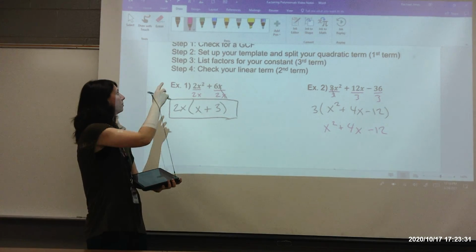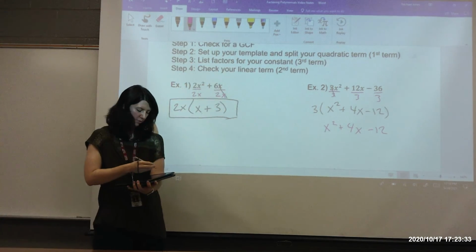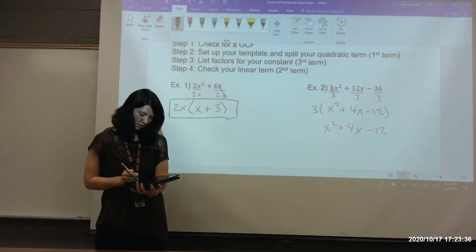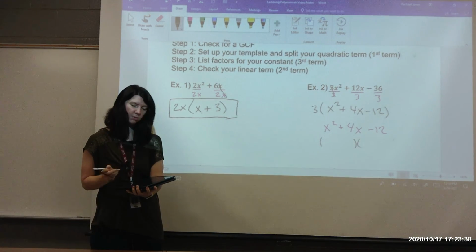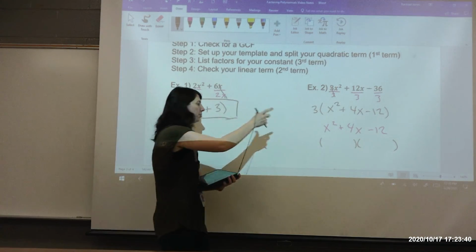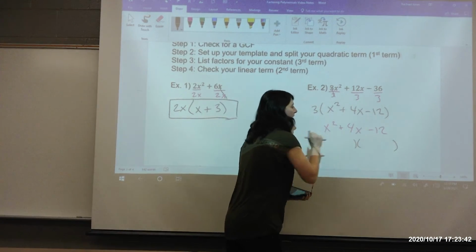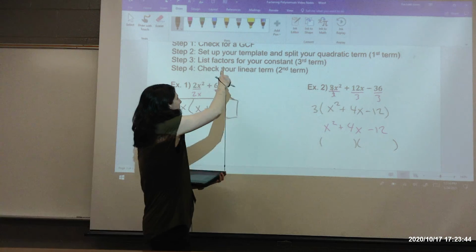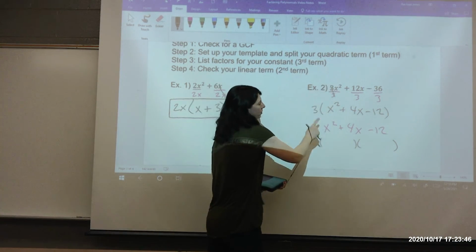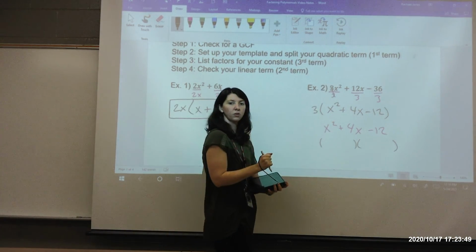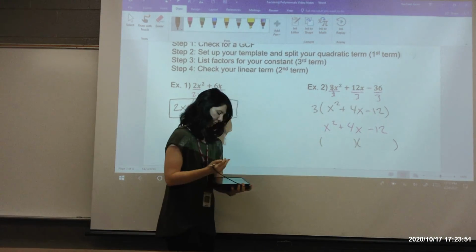So the next step says to set up your template. What I'm talking about is your parentheses. We know we want to factor it into 2 binomials. So I'm going to put parentheses to remind me I should have a binomial and a binomial. Okay? And when you set up your template, you should also split up your first term. So x squared, what multiplies to be x squared? X times x.